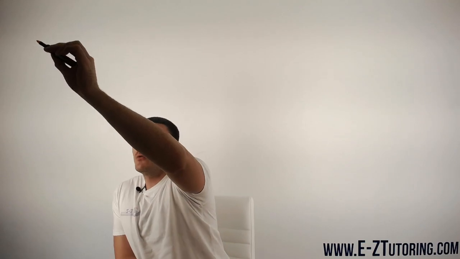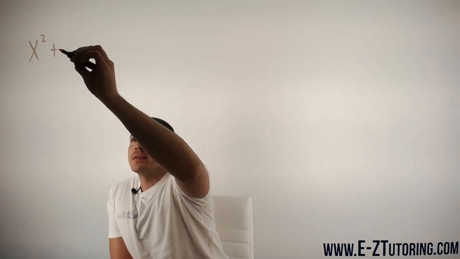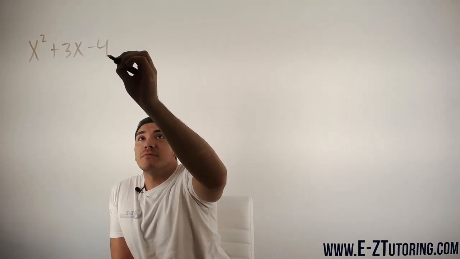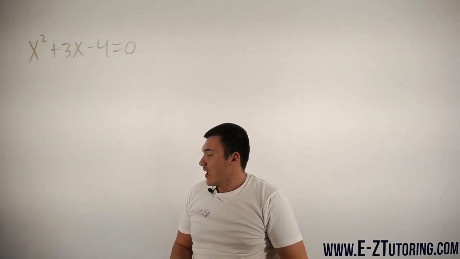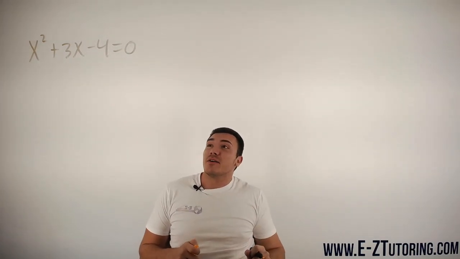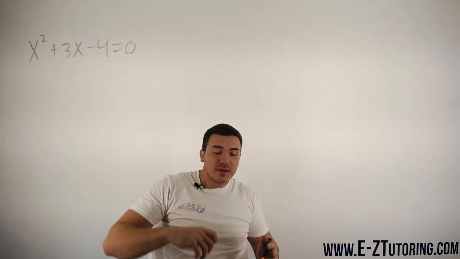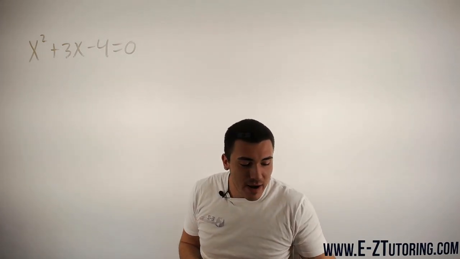Today we're going to cover how to solve a quadratic equation by graphing it. So suppose we are given the equation x squared plus 3x minus 4 equals 0. So all we need is some x value that makes this equal to 0. So let's go ahead and graph this.